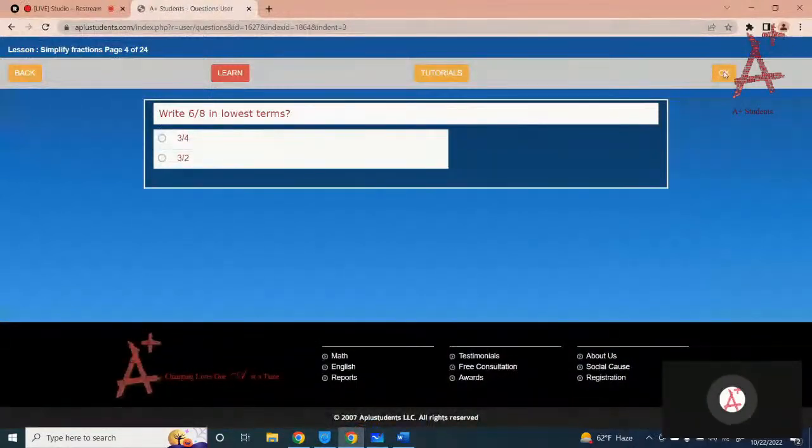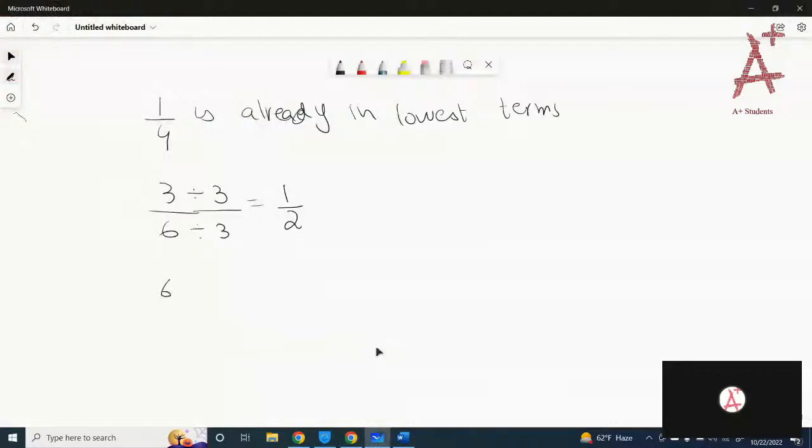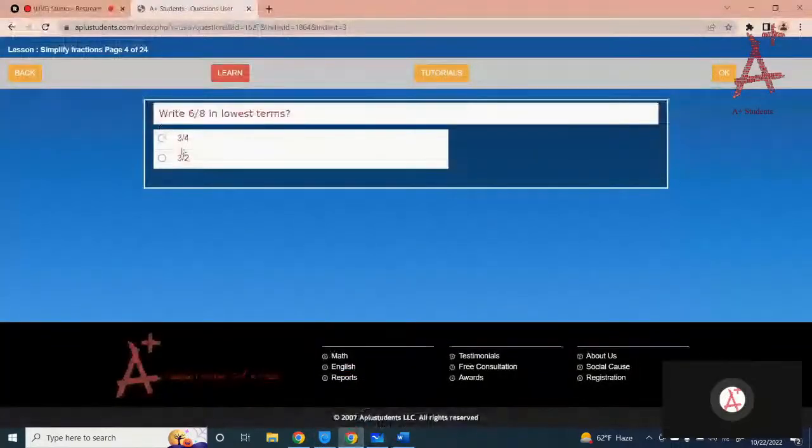Okay, write 6 by 8 in lowest terms. Which is the greatest number that can divide 6 and 8? The greatest number that can divide both 6 and 8 is 2. Just divide them by 2. So 2 times 3 is 6 and 2 times 4 is 8. So it is 3 over 4. Got it? So select the correct option and then click on the OK button.